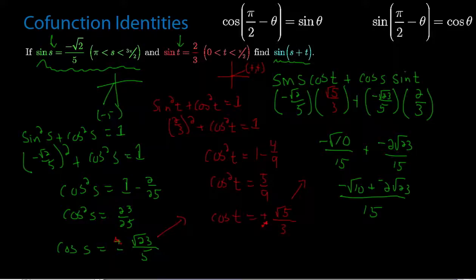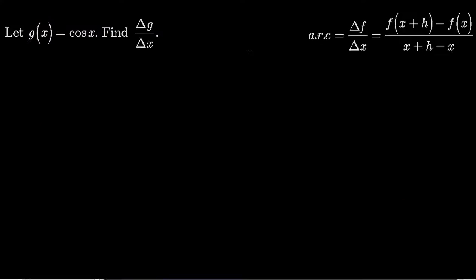The final example involves an average rate of change. I'm asked to find the average rate of change for cosine. This statement here, delta g over delta x, just means find the average rate of change. And from chapter 3, here's the formula for average rate of change for a function f: f of x plus h minus f of x over x plus h minus x. You're subtracting the x coordinates, so the x's will cancel out and you'll be left with just an h.